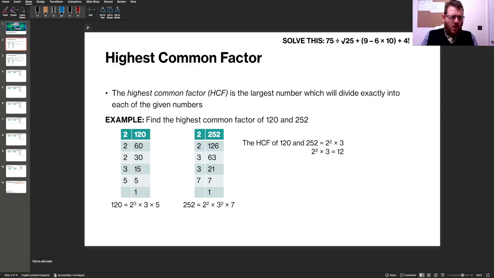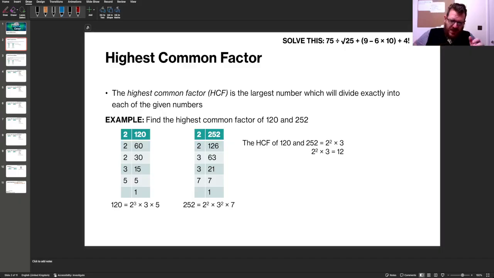So you've got to do all the prime factors, do it as a prime factor, to which then you've got the 120, and then I've done the example of the 252 as well. And then you've got the equations at the bottom, and you find that the highest common factor, you've got to write it down as an expression first, which is 2 squared times 3. And then you find that the answer to that is 12.